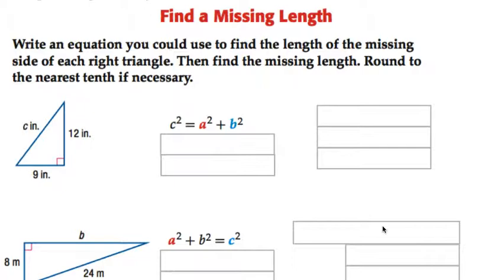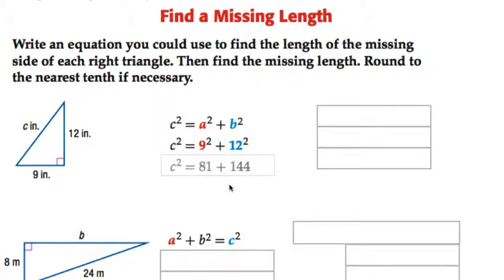Our directions say write an equation that you could use to find the length of the missing side of each triangle, then find the missing length, rounding to the nearest tenth. So in this first example, we're looking for the hypotenuse, so our equation is c squared equals a squared plus b squared. And then we're going to substitute in 12 and 9 for a and b. So we get c squared equals 9 squared plus 12 squared. Well, 9 squared is 81, 12 squared is 144. Add those two numbers together and you get c squared equals 225.